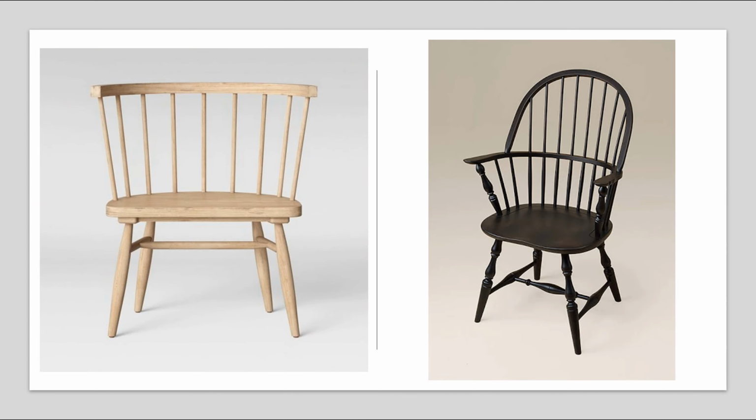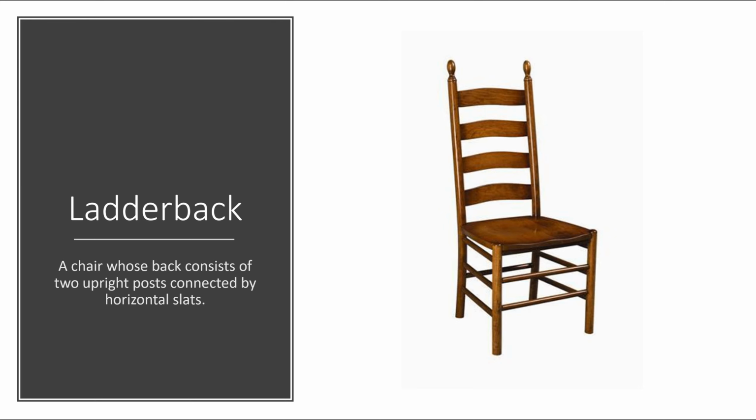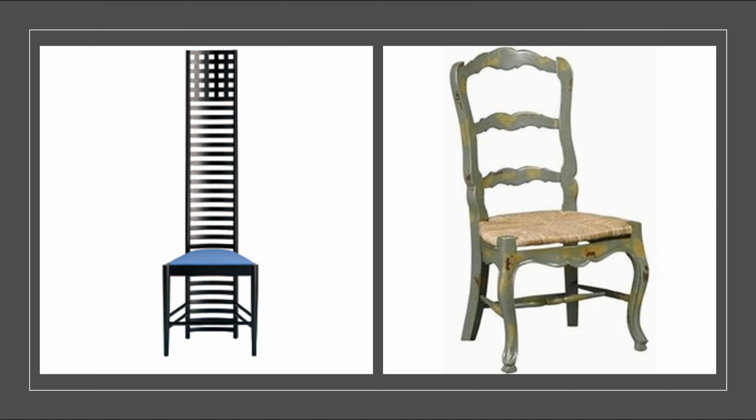Here's some more examples. These ones are rounded, but they don't have the rounded top. And then the other one has arms as well. So you can have a Windsor armchair with turned legs. Okay, then we have ladder back. It's the exact same as the ladder back style we talked about. It's a chair whose back consists of two upright posts connected by horizontal slats. It's like a ladder you can climb.